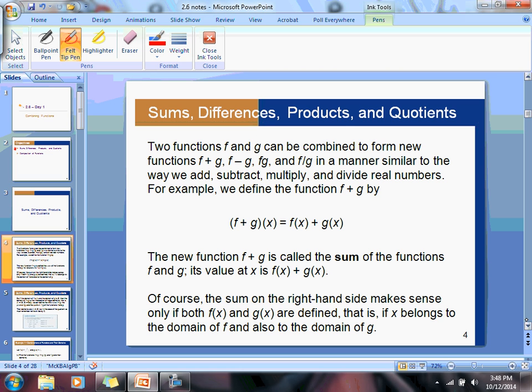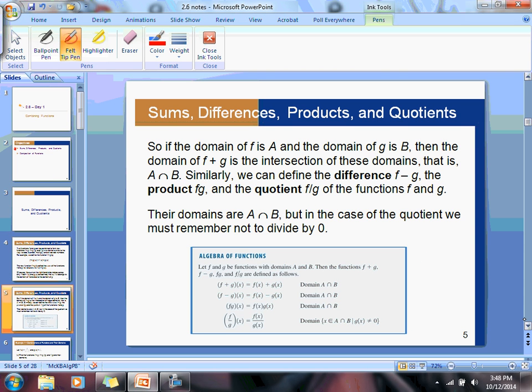Now basically when we're dealing with functions, we can take two functions and we can add them, subtract them, multiply them, and divide them. And when we're dealing with the sum and difference and product and quotient, we have to remember that their domain is going to be the domain of all the stuff in the first function and all the stuff in the second function. So we have this situation where we have an A intersection B. So it's the stuff that's going to overlap.